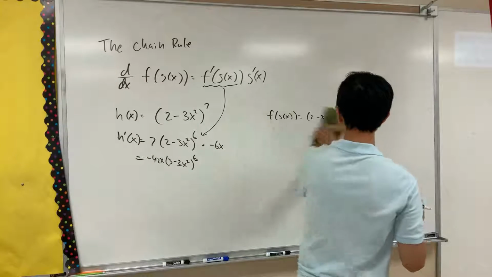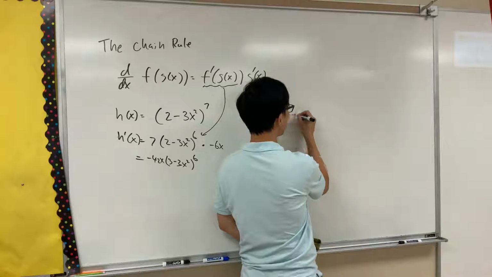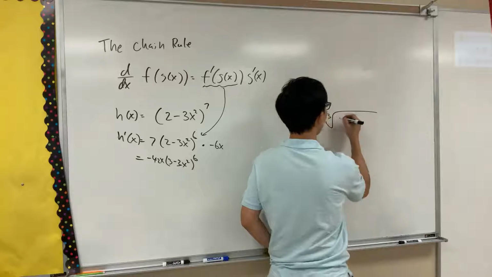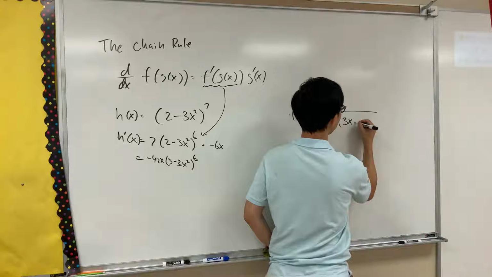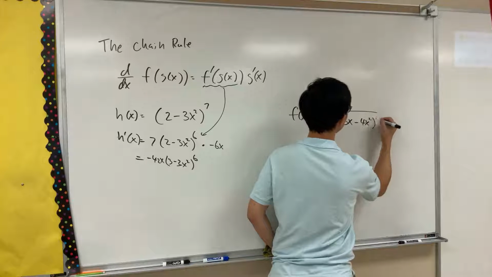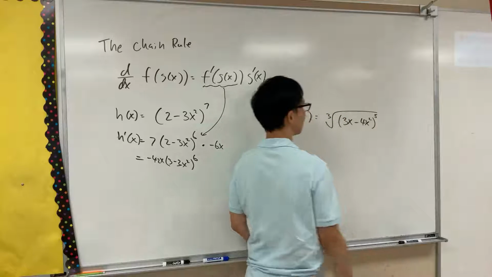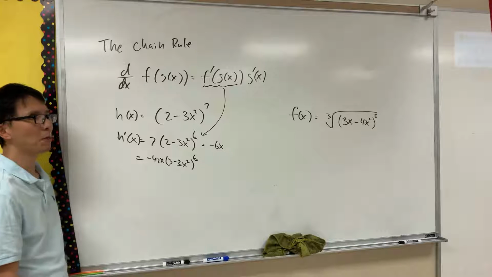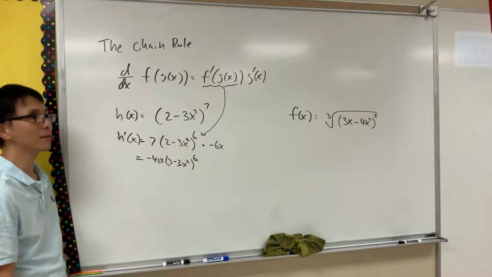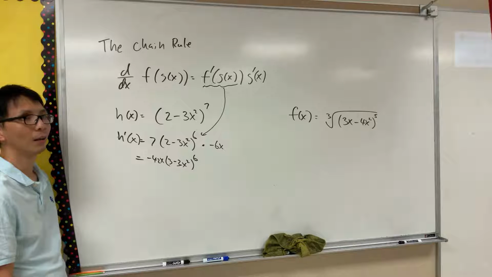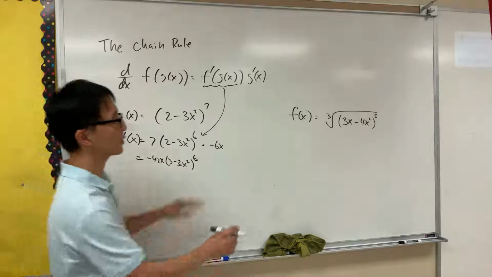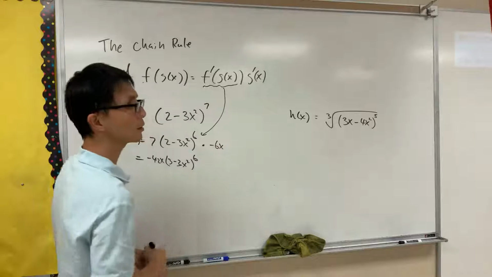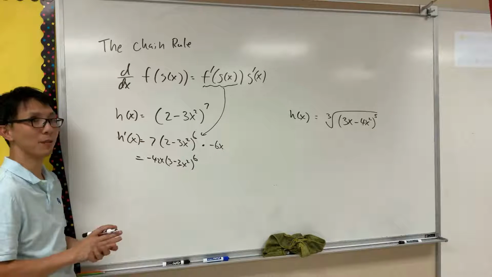So here's what I'm going to ask you to do. This one's a little bit challenging. I'm going to give it to you: f of x is equal to the third root of 3x minus 4x squared to the fifth power. What will be the g of x here? What will be the f of x here? Let's not call this f of x, we can call this h of x. We're going to take the derivative of h of x, so that way you can think of what's the inside function and what's the outside function.